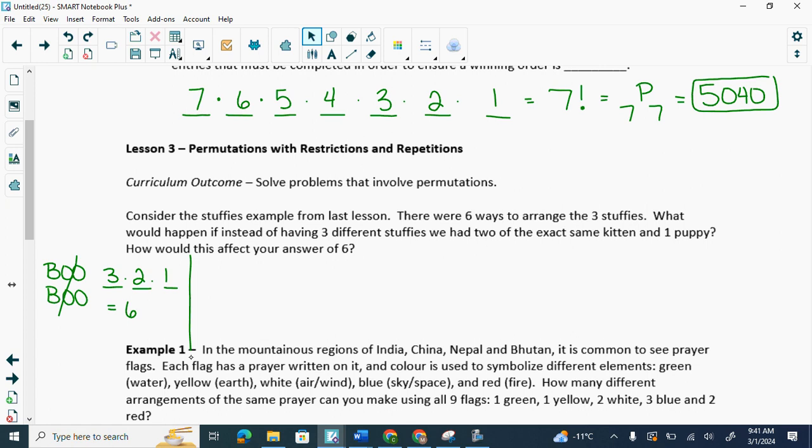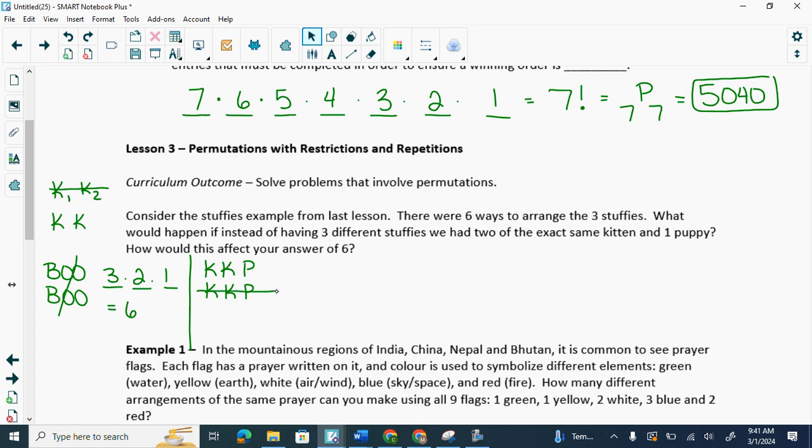So let's try and draw them out. We have 2 kittens that look exactly the same. If they didn't look the same, we could go kitten 1, kitten 2, and we could tell the difference between them, correct? But they look the exact same, so we have kitten and kitten. No difference, right? So let's arrange them. We have kitten, kitten, puppy. Then we swap the kittens. Kitten, kitten, puppy. Wait a second.